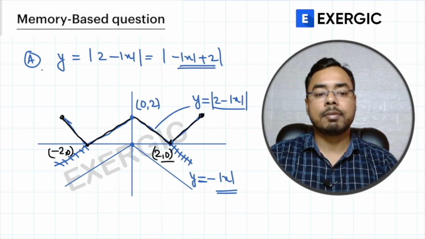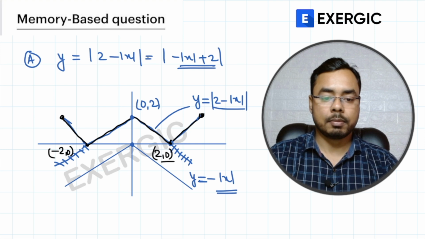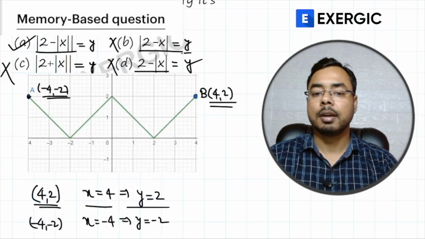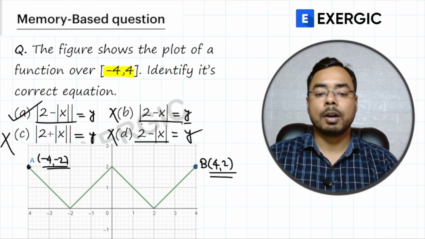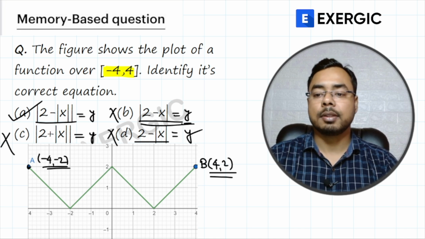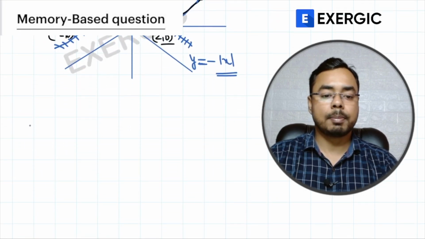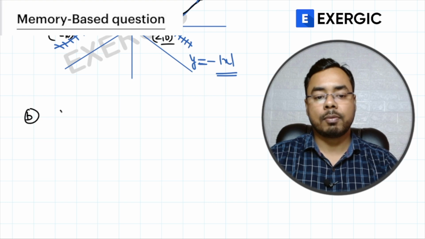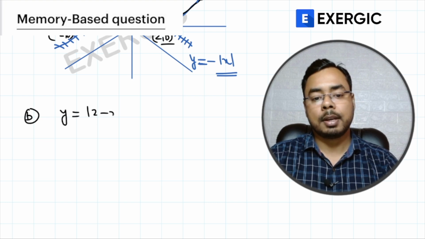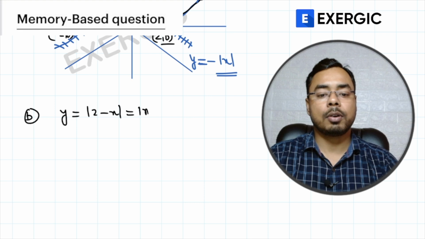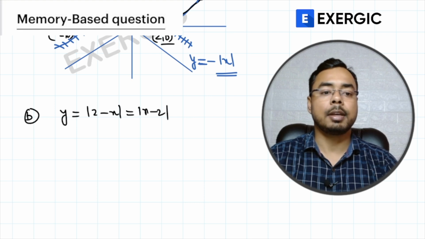So option A itself will satisfy the criteria which is given, right? The graph which is given to us. Now option B, 2 minus mod x, this we all know is a V-shaped curve, right? This graph y equals 2 mod of 2 minus x, or you can write mod of x minus 2. This will mean the same thing.